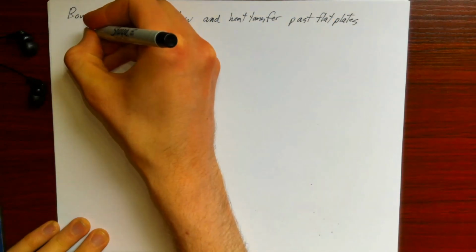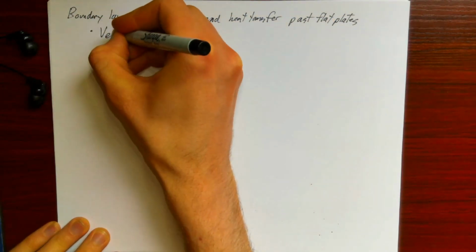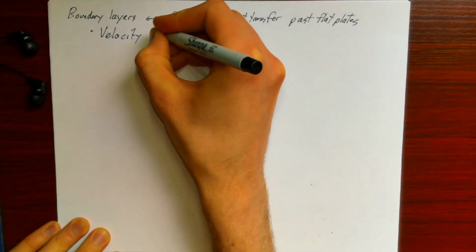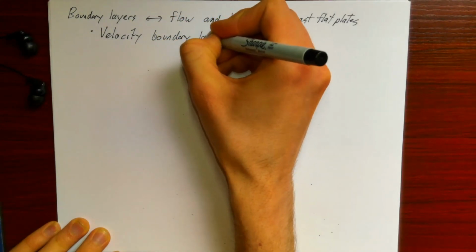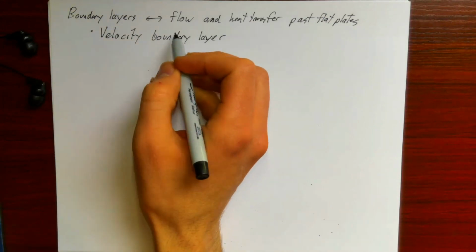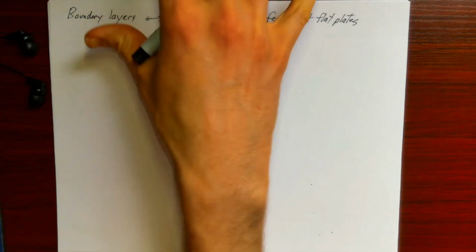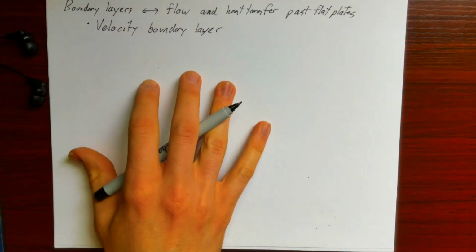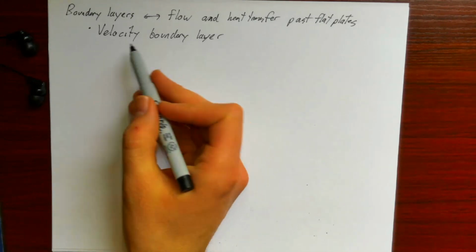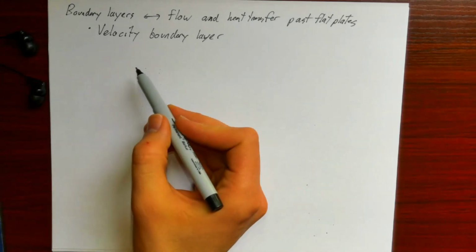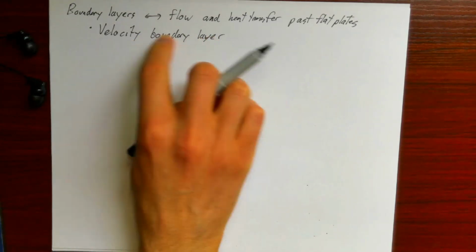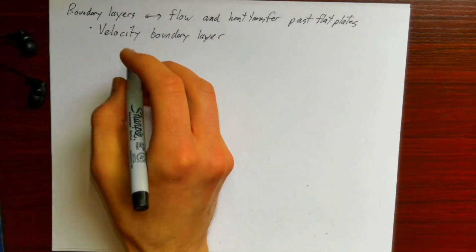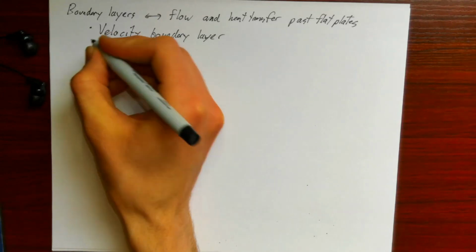So we'll talk about two boundary layers: the velocity boundary layer, which is basically a description of how flow far away from the plate affects flow very close to the plate. What is the relationship between the molecules very, very close to a flat plate versus far away from it? How does velocity transition between the plate and what's flowing around it?